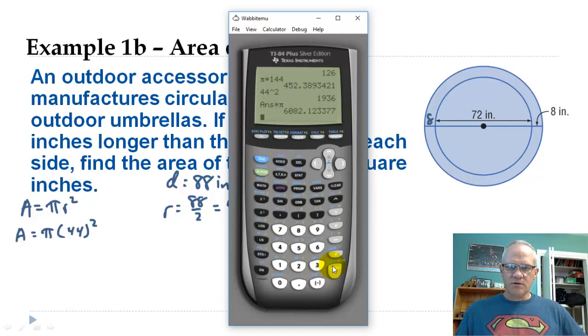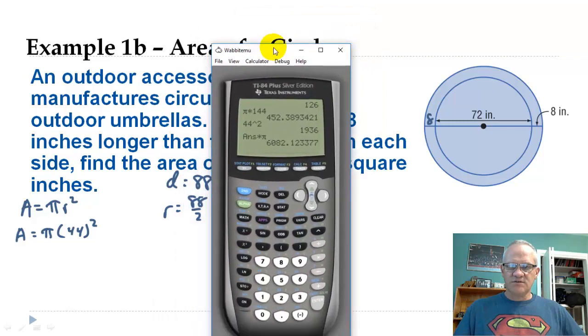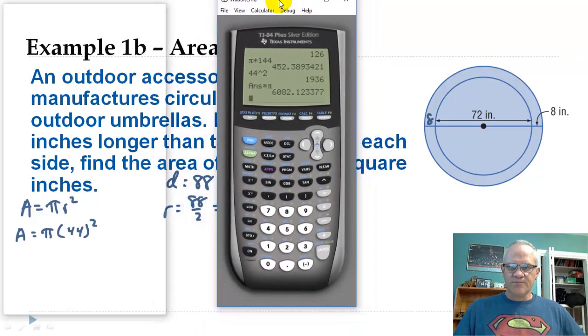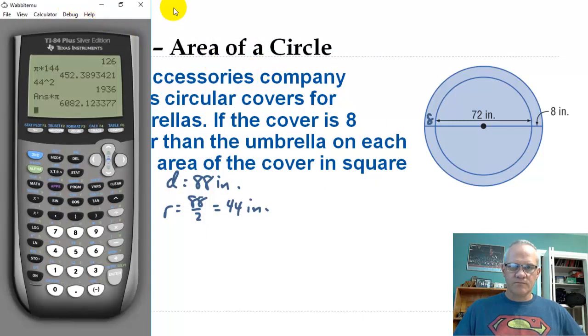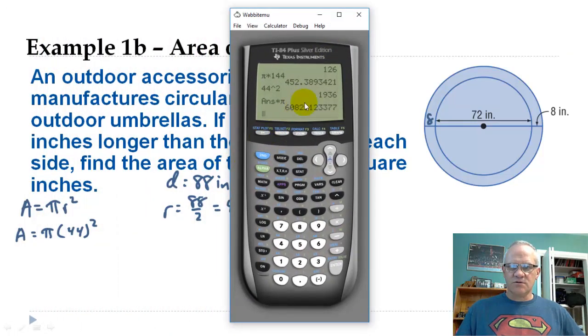Did it say to round it at all? It didn't say, so we'll just go to the nearest whole number. So we're going to call that the area is 6,082 inches squared.